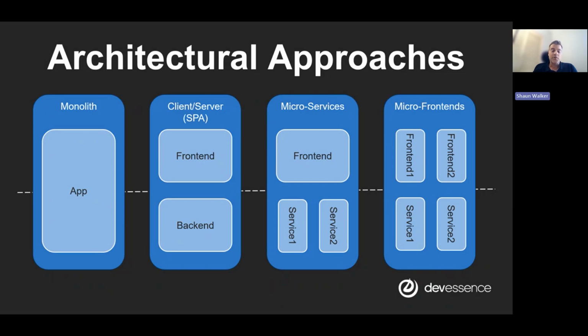The client-server approach, sometimes referred to as the single-page application or SPA approach, broke apart the front end from the back end into discrete applications that could interact with one another using HTTP endpoints, or even perhaps a database, maybe even messaging. But the idea there was the application that was one cohesive unit in a monolith was broken down into both a front end and a back end. And that's also been a very popular architectural approach over time.